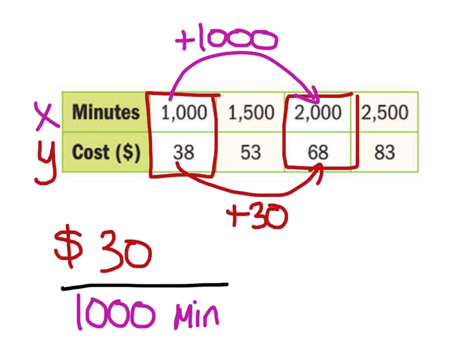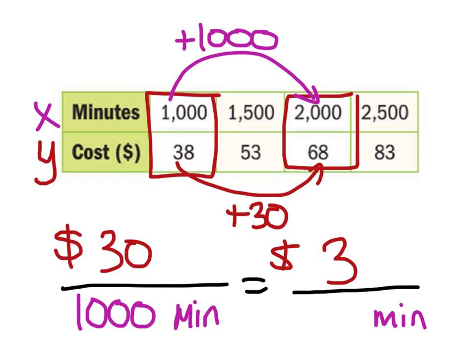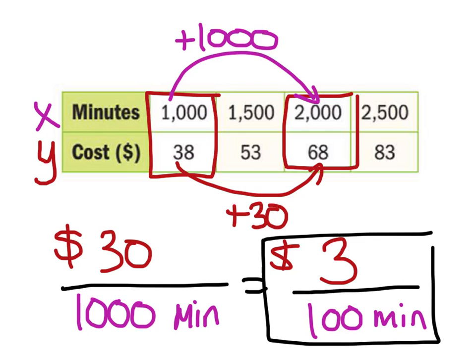Can we simplify this? Yes. So let's label them as well. So we got minutes, dollars. What does this simplify to? 3/100ths. So it's $3 for 100 minutes. I can't simplify it any further because my rate will change. Rate of change. Or slope.